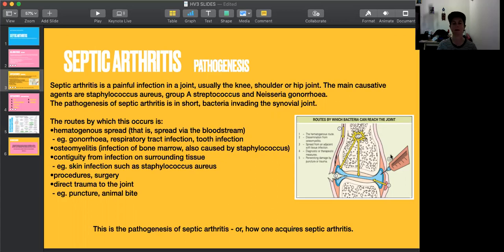You can acquire septic arthritis after a procedure or surgery, demonstrated here, or by direct trauma to the joint. So, for example, an animal bite. Once the bacteria have infiltrated the joint, this triggers an acute inflammatory response. This is the pathogenesis of septic arthritis, or how one would acquire septic arthritis.